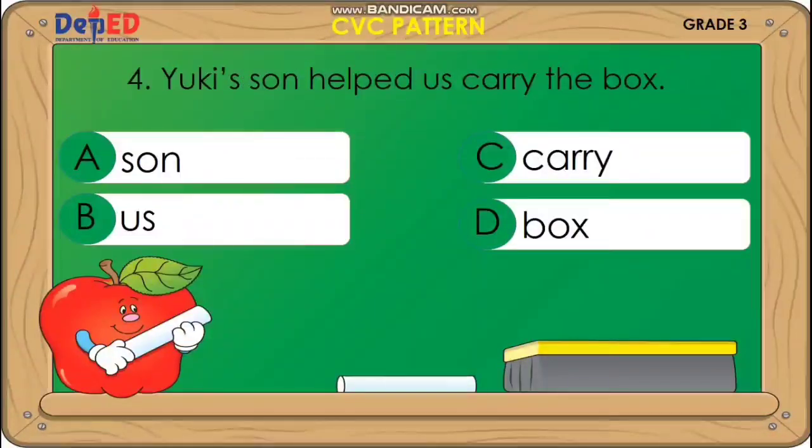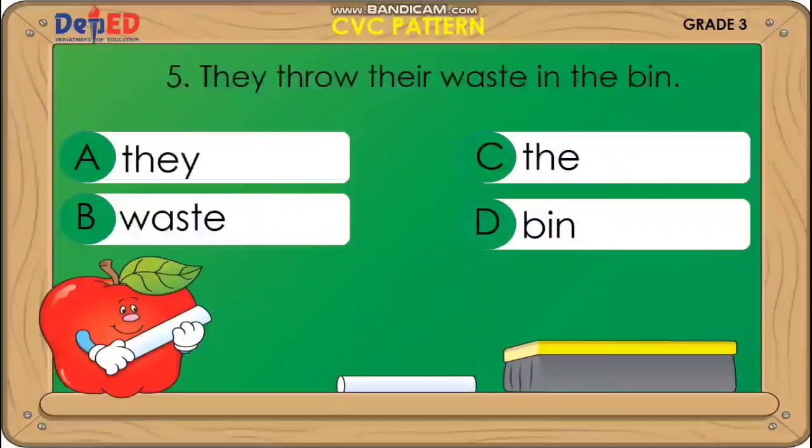10. Next sentence. Yuki's son helped us carry the box. What are the CVC words used in the sentence? A. Son. B. Us. C. Carry. And D. Bags. Very good. The CVC words used in the sentence are son and box.